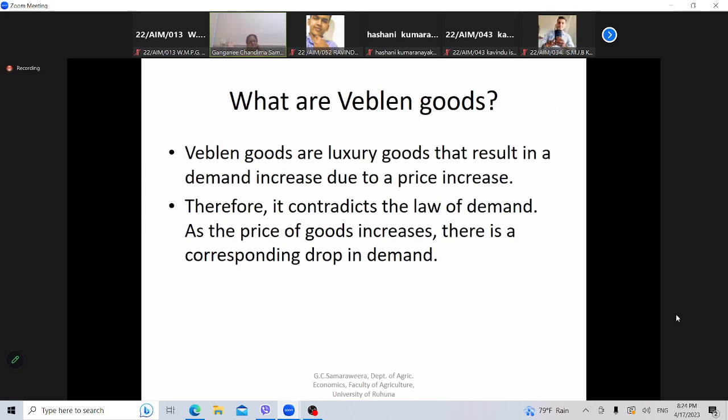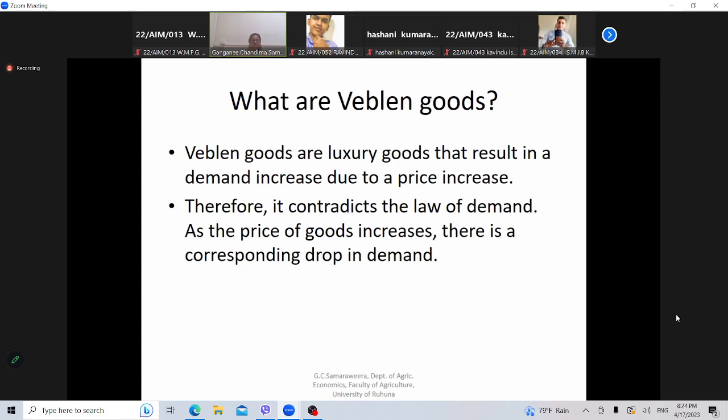When price increases, we will normally go away from the product. But the Veblen effect says that for some luxurious products, when prices are increasing, the demand also increases. But it is contradictory to the law of demand. The law of demand says when price increases, quantity demanded decreases. Inverse relationship.